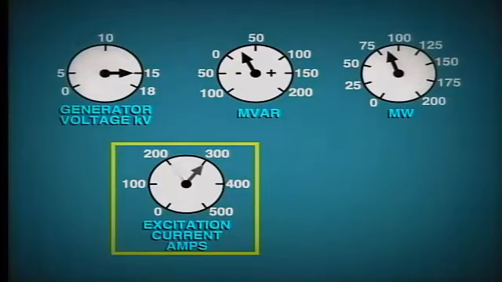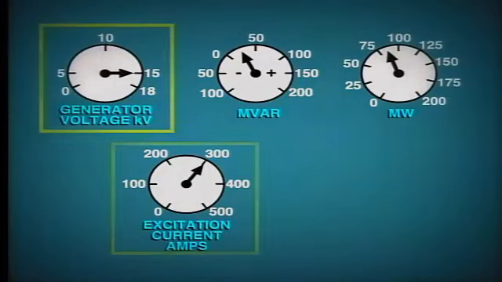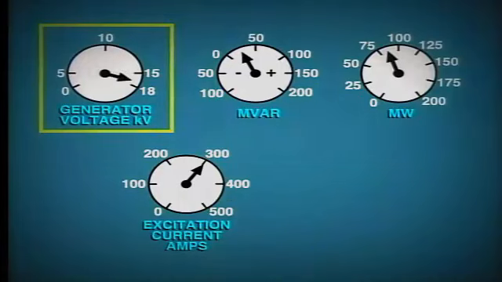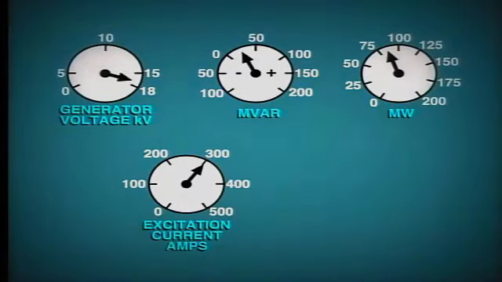So what is the effect of adjusting excitation? Well, obviously, one effect is to adjust the output voltage of the generator. For example, by increasing the excitation current, the generator terminal voltage will increase. But that's not all that happens.